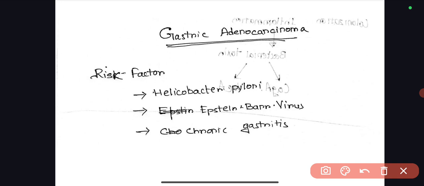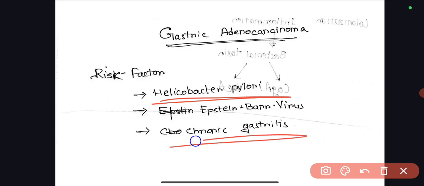This is a notorious bacteria that causes this kind of condition. Also, chronic gastritis may lead to gastric adenocarcinoma.